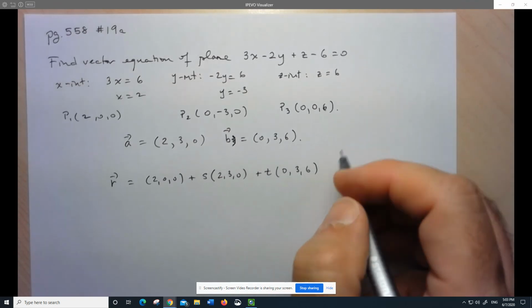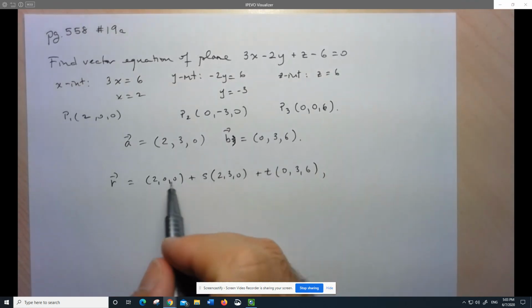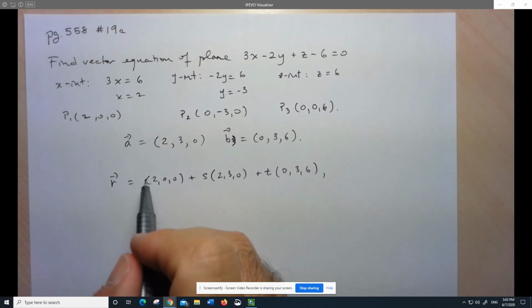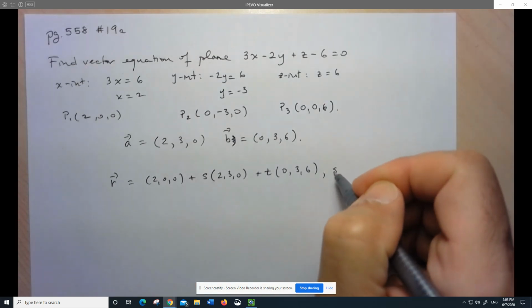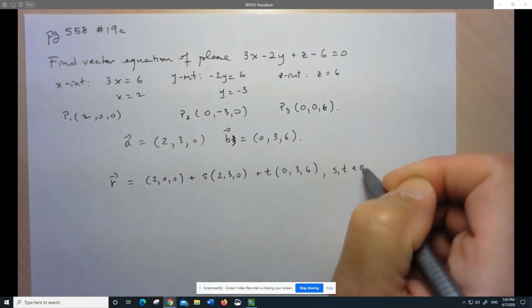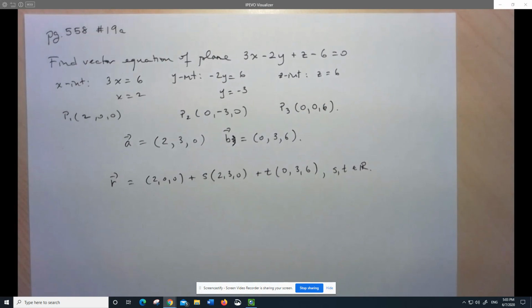And here it is important that you specify that in order to get all the points on the plane, you need to allow s and t to take on any real value. So you have to specify that s and t can be any real numbers.